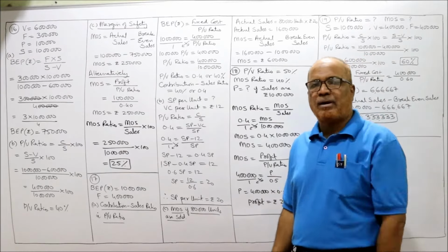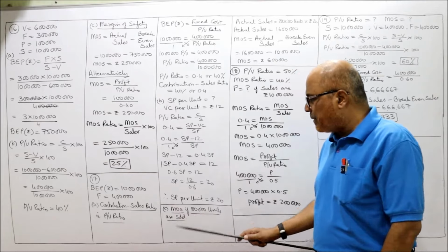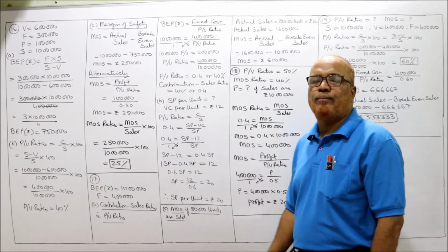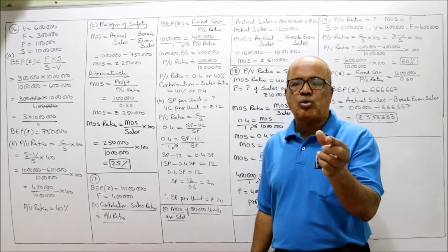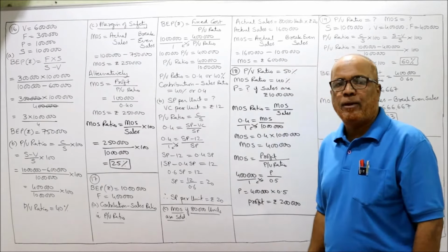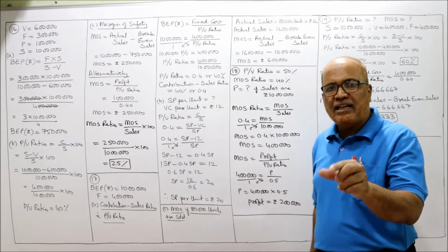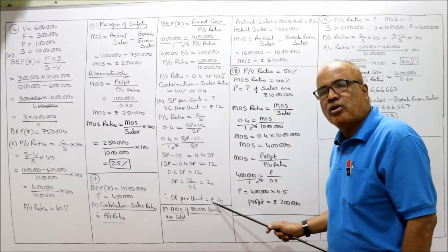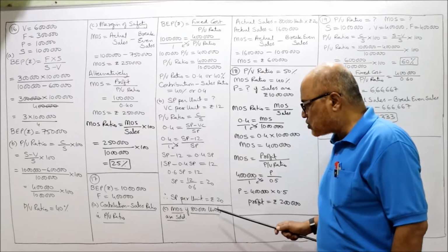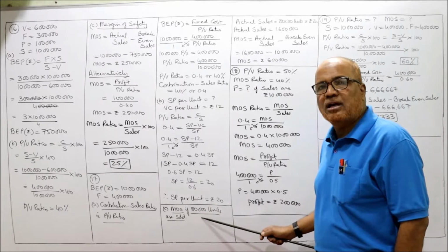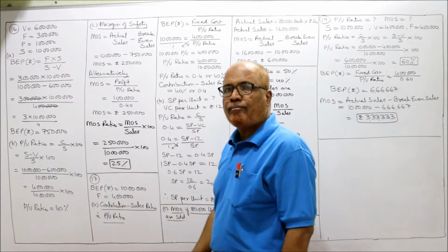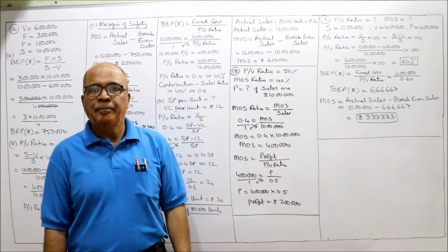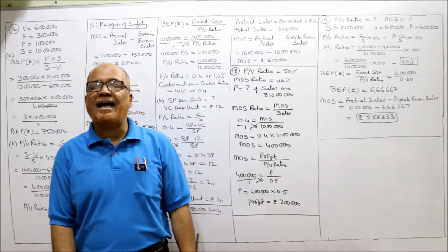So two parts we have completed, A and B. Now the C part is margin of safety, MOS. If 80,000 units are sold, how much is the margin of safety? What is the actual sales? When 80,000 units are sold, what is the selling price per unit? Just now we got 20. 1 unit selling price 20. How many units are we selling? 80,000. So the actual sales are 80,000 units into 20, 16 lakh rupees.